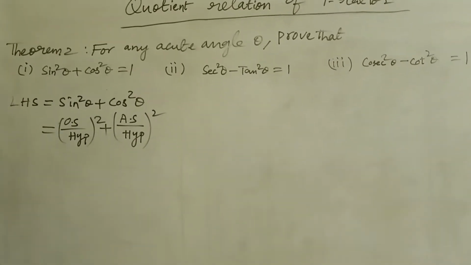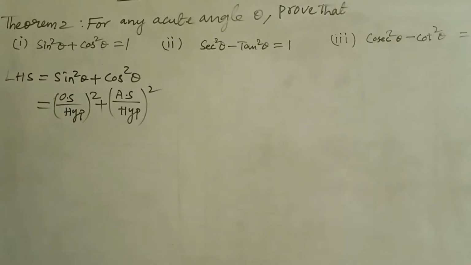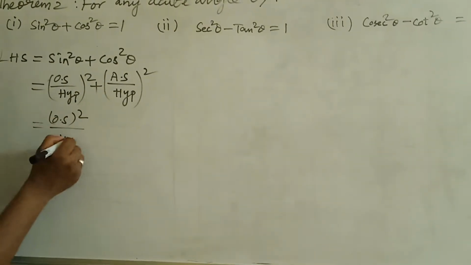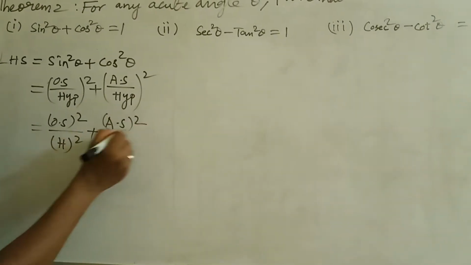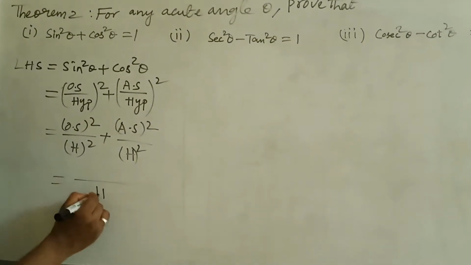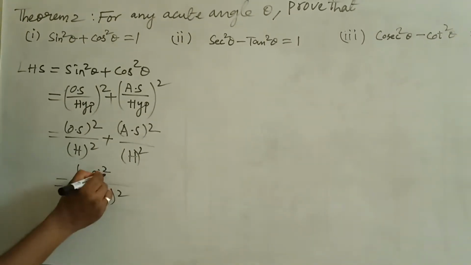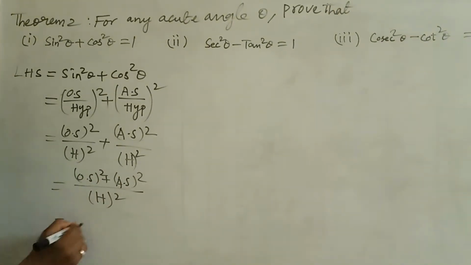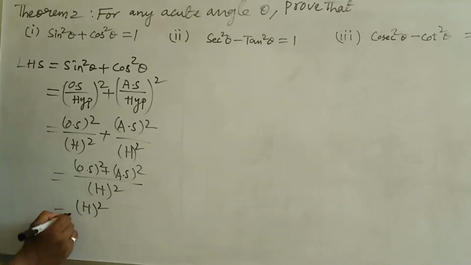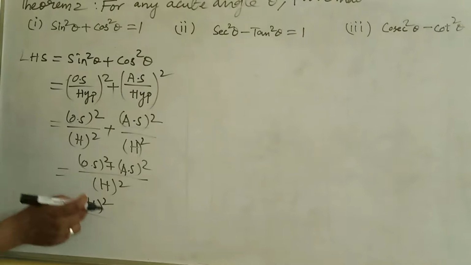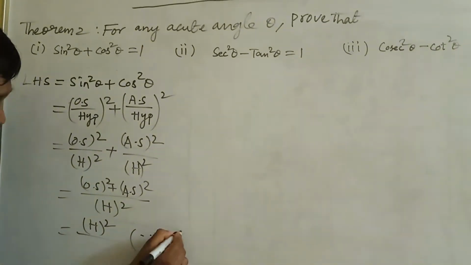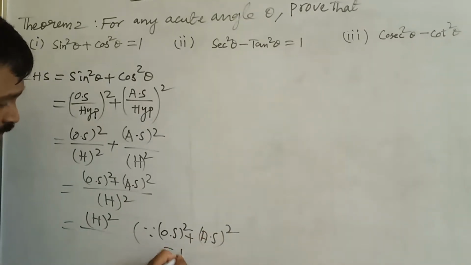Now observe carefully. Both the squares are there, so give the square to both. What will happen? Opposite side square upon hypo square plus adjacent side square upon hypo square. These are like fractions addition, so only one single denominator: opposite side square plus adjacent side square. What is that? That is nothing but hypotenuse square according to your Pythagoras rule. The rule says hypotenuse square is equal to opposite side square plus adjacent side square.